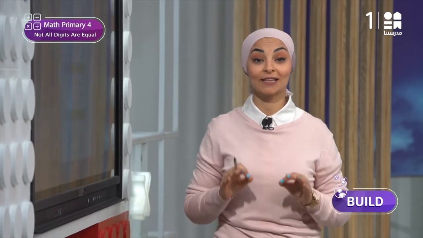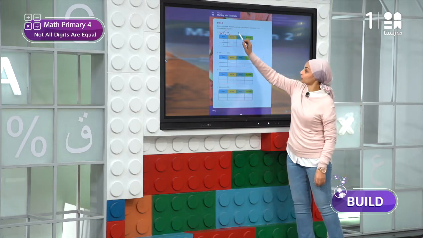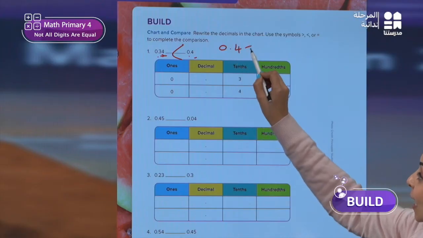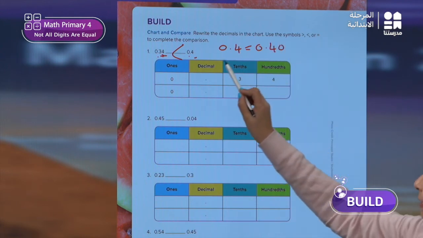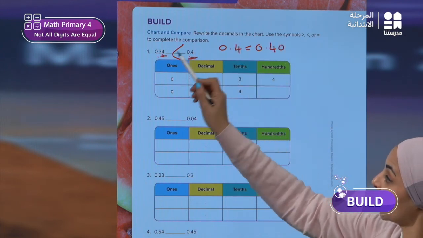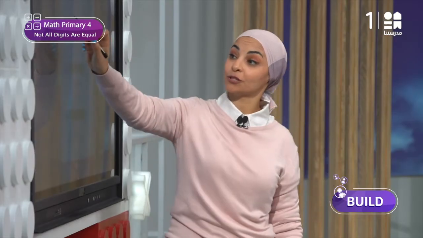طيب عشان نتأكد ان الإجابة بتاعتي صح، احنا عارفين ان 4 tenths is equals to what؟ مش احنا عارفين ان 4 tenths هي نفسها 40 hundredths، right؟ ده بيأكد لي ان ال 4 tenths greater than 34 hundredths. تعالوا كده نشوف problem number 2.